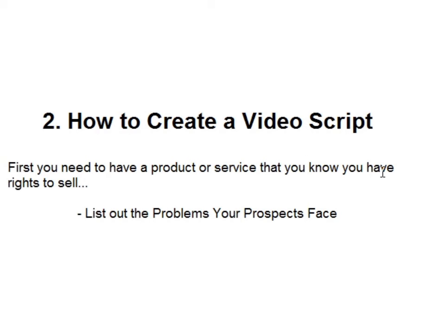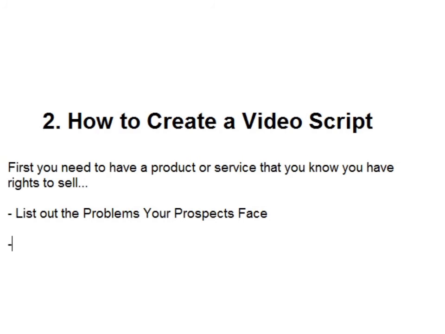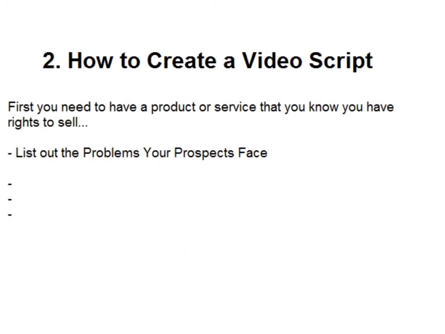So the first thing, list out the problems that your prospects face. You might want to list out 3 problems that your prospects face. Then you want to turn those problems into questions. So for example, let's say I'm selling a health and fitness product, and you want to lose the fat off of your abs.